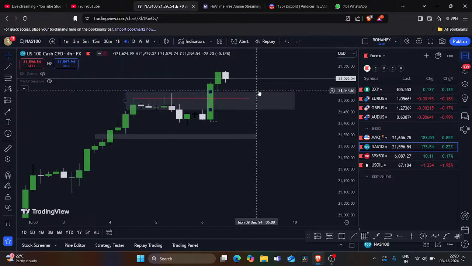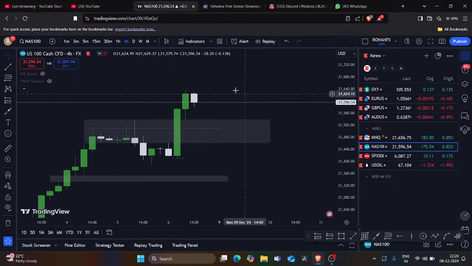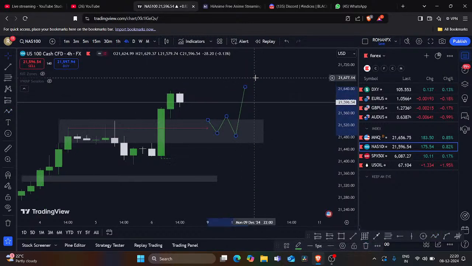So tomorrow after market open, I want it to fall till here. What we can expect, if it falls and taps this zone, and if there is any liquidity grab or break of structure happening in either the London session or New York session, we can expect a beautiful long movement here. Liquidity grab, then break of structure, then we can expect a long move here.